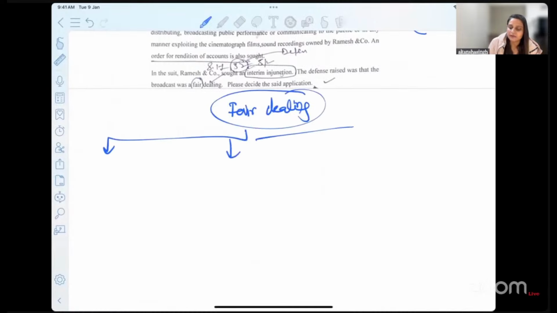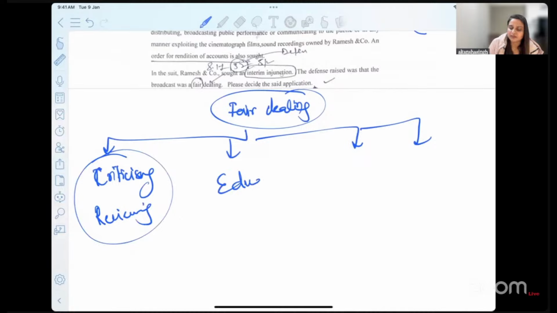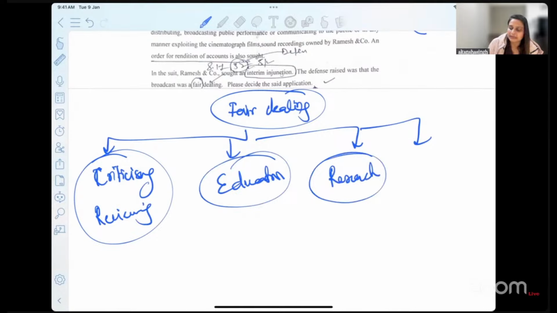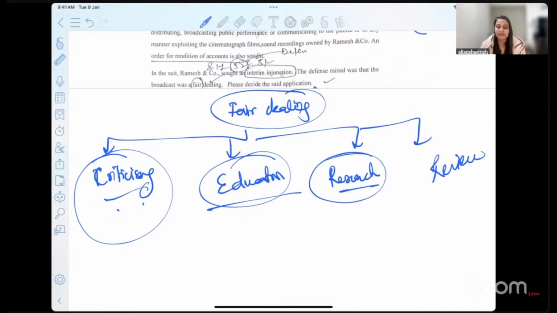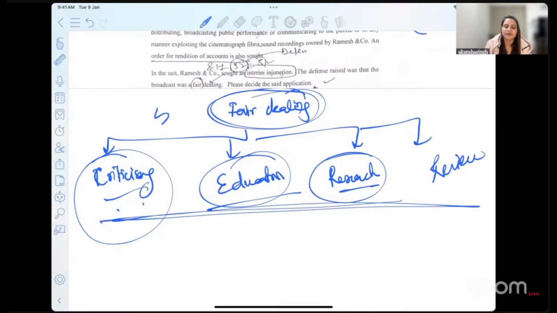categorized in the following cases. Firstly, wherein you are using, criticizing, or reviewing the work, whether it is for educational purposes or research purposes. We have taken research, criticizing, and reviewing. I've written reviewing here itself, or for reviewing purposes, right? All these will be considered as grounds of fair dealing under section 52 of the Copyrights Act. Now take a moment and go back to the question. Do you think that the defense of fair dealing should be applicable in our given case?